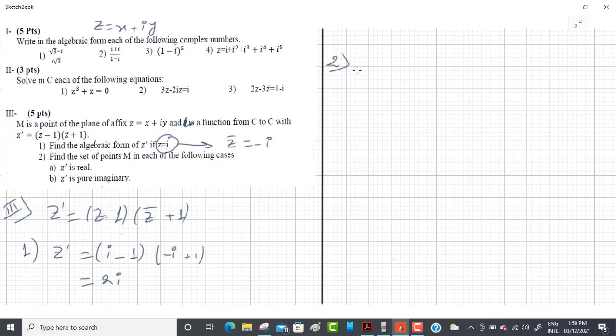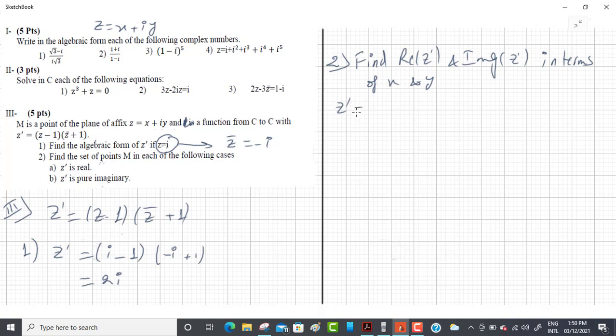Part 2. Find the set of points M in each of the following cases. This question should be preceded by: find the real part of z prime and the imaginary part of z prime in terms of x and y. That should come before here.